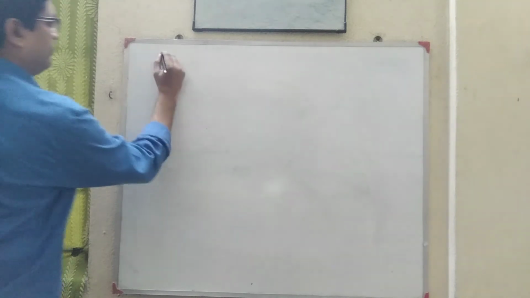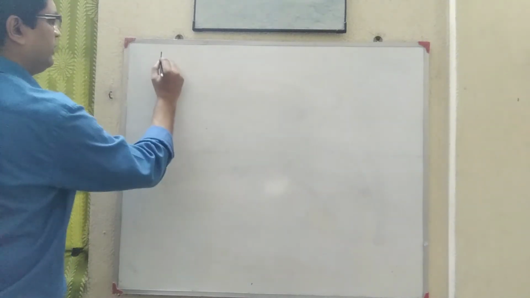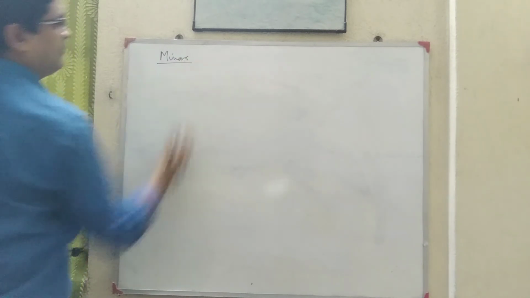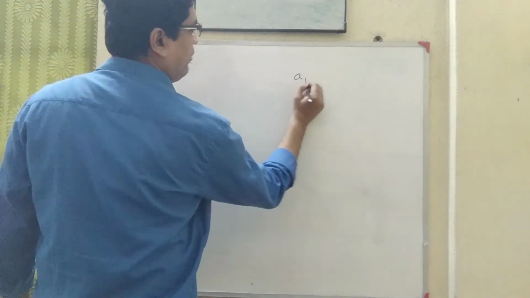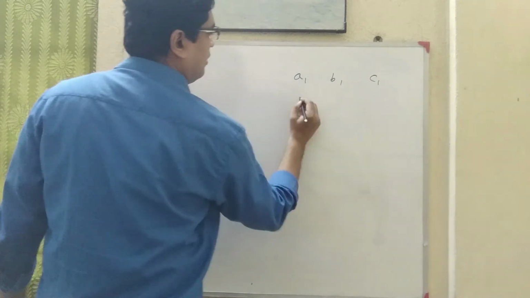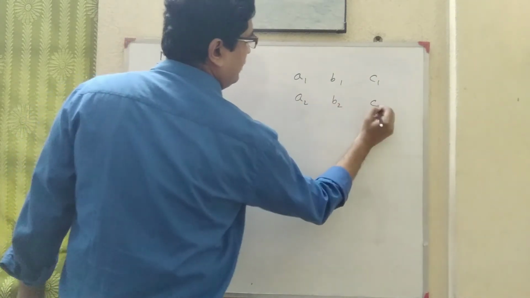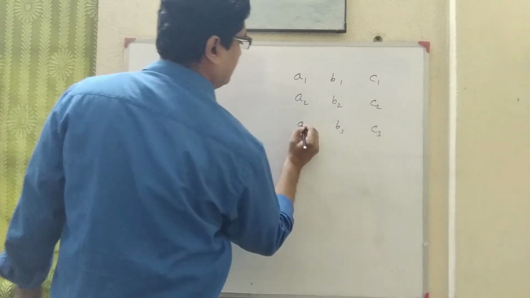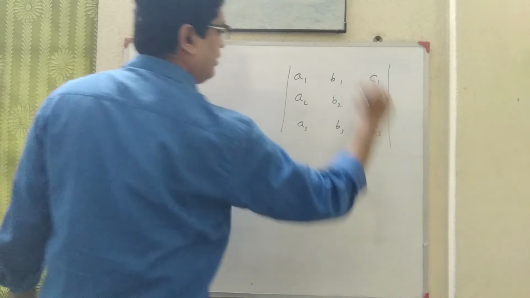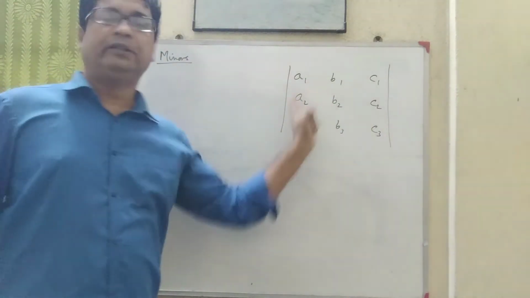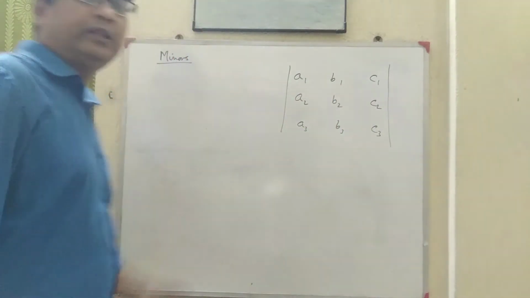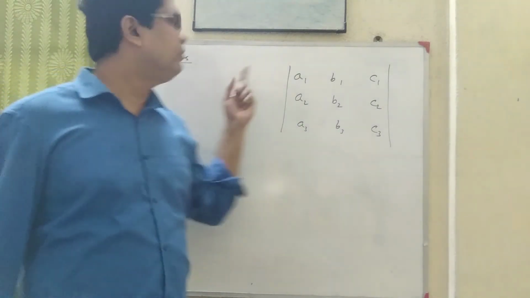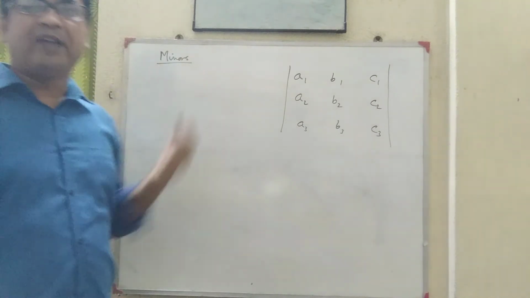Now what is a minor? Suppose the determinant is A1, B1, C1, A2, B2, C2, A3, B3, C3. Suppose this is a third order determinant. Third order why? Because there are 3 rows and 3 columns. So it's a third order determinant. Now how to find the value of this determinant? For that we need to know the concept of minors and cofactors.